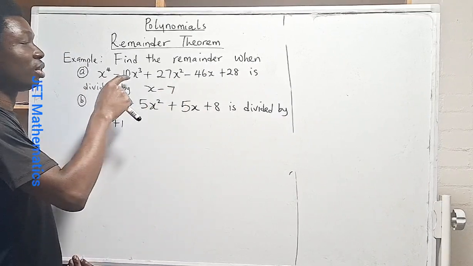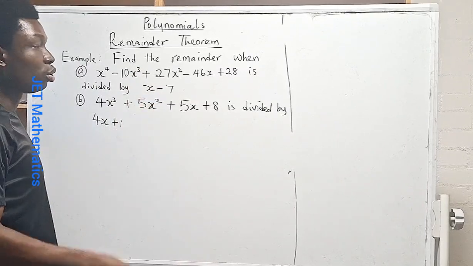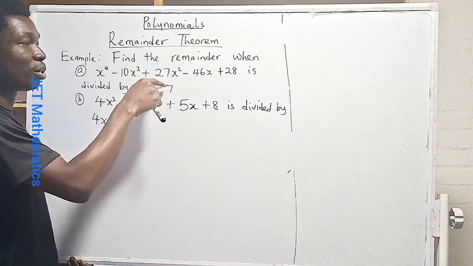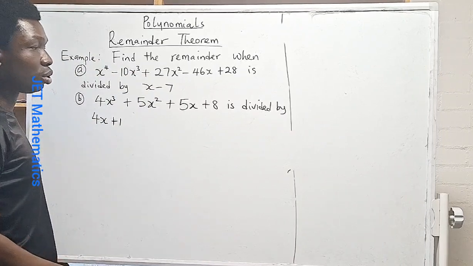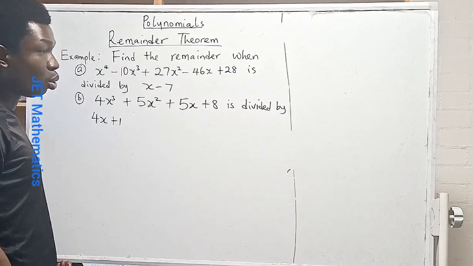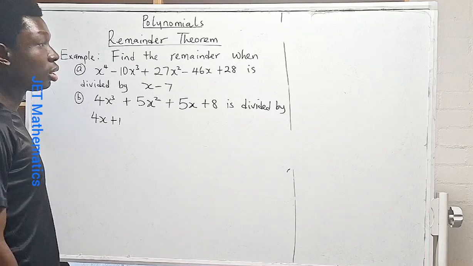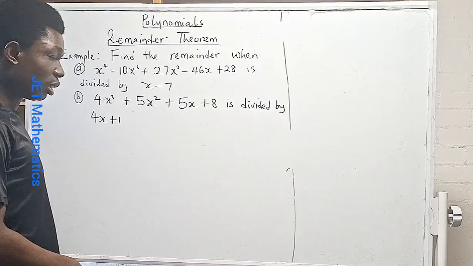For instance, we are given this polynomial divided by this. What will be the remainder? So the remainder theorem helps us to get the remainder from the division without actually performing the division. So how do we go about this? I'll use these examples to illustrate how we use the remainder theorem.